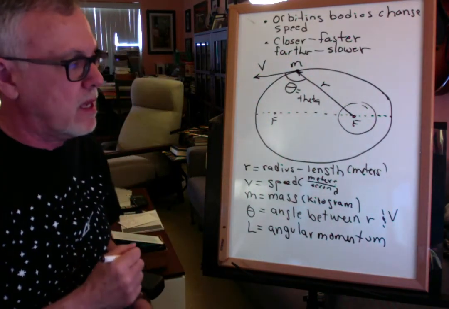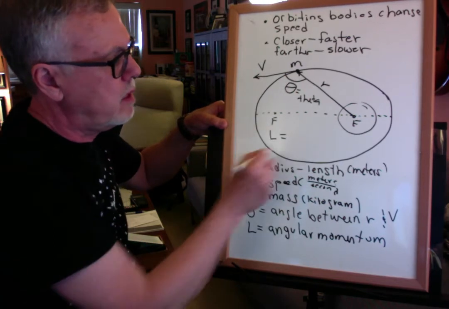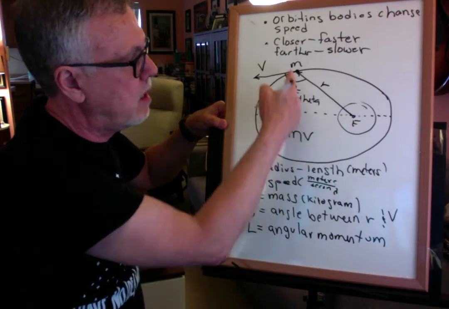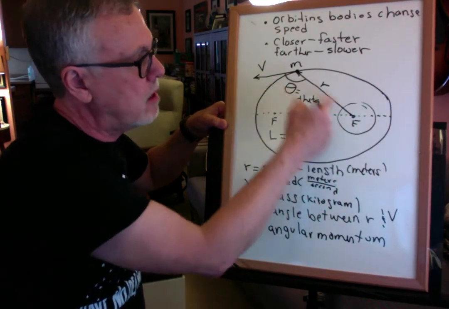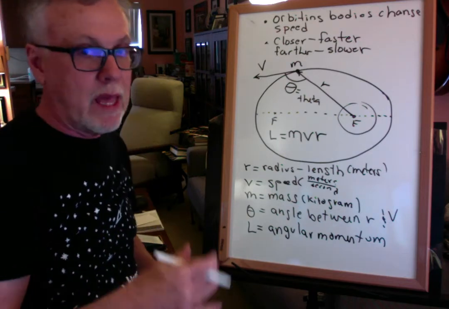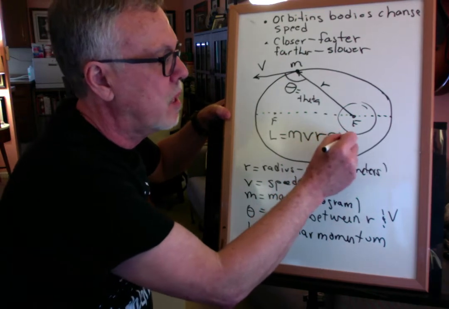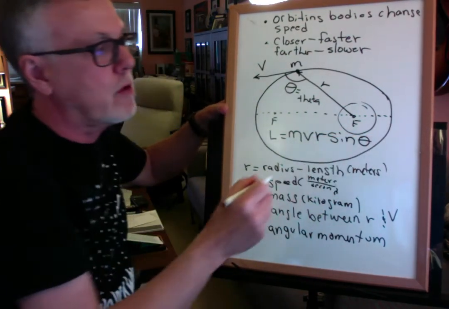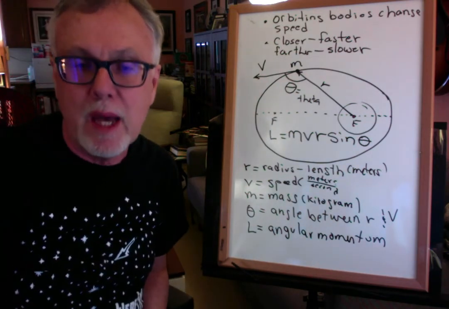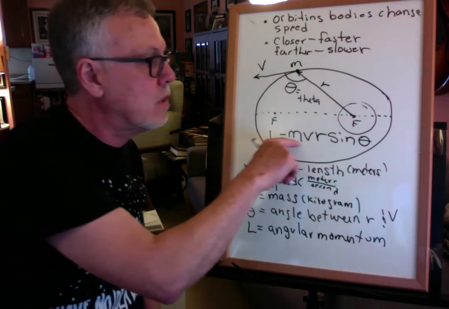And we always find that. And it turns out that L, angular momentum, is equal to the mass times the speed times the length r, and then something that you're not required to know for this particular class. And so we're going to have to find a way to get rid of it because you don't need to know this. Something called sine theta. It's just a trigonometric term related to the angle between r and v. But you don't want to deal with that.